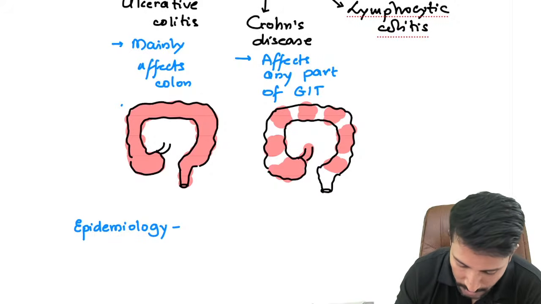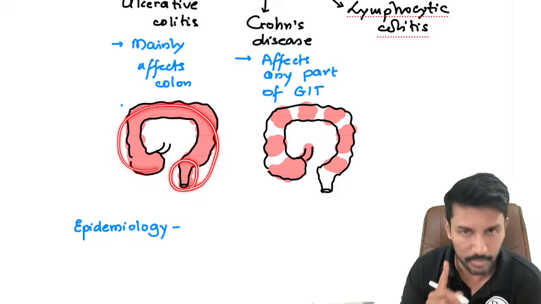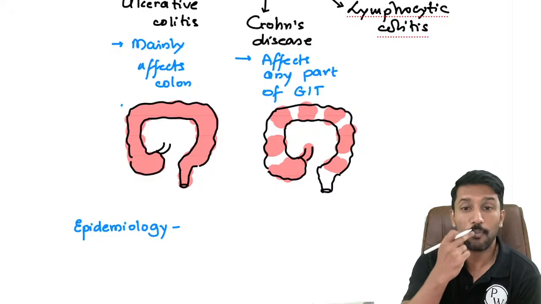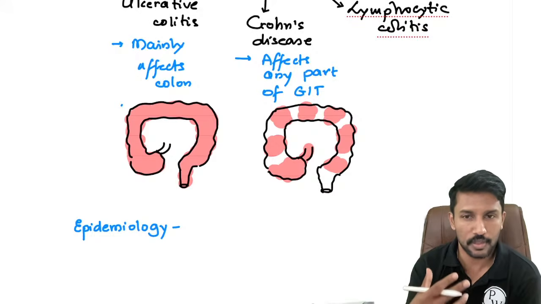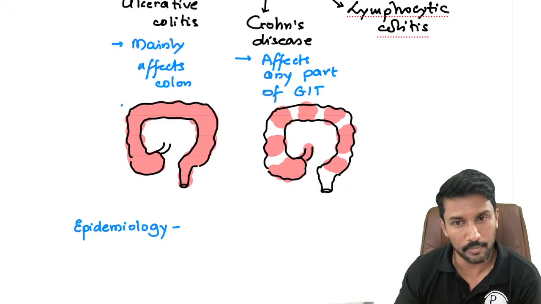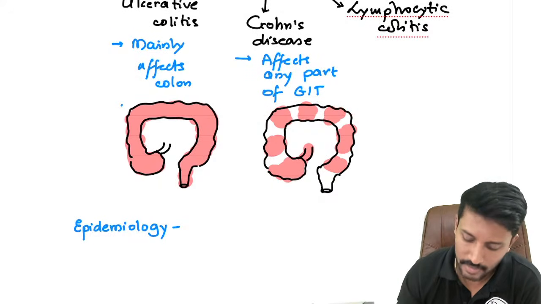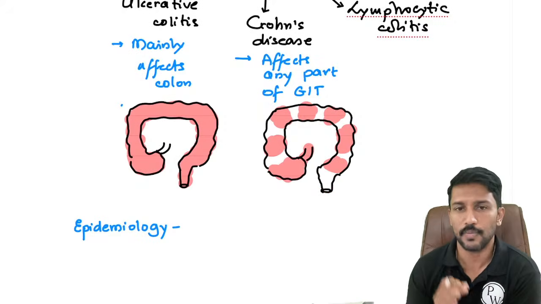Yes, ulcerative colitis is mainly the colon and rectum. It is not affecting the small intestine. Crohn's disease can affect anywhere from the mouth, even oral cavity lesions are known to happen, esophagus, stomach, small intestine, as well as the colon. But rectum is usually spared, very rarely involved.